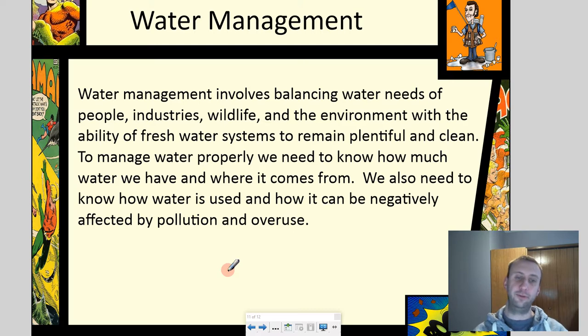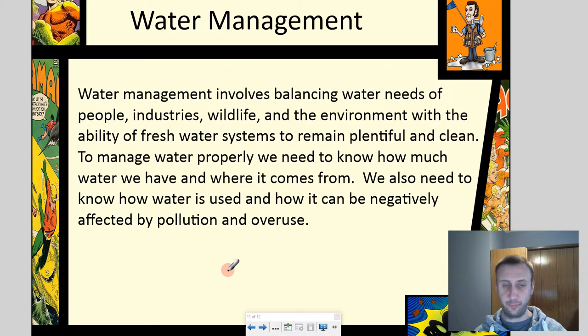So water management. Water management involves balancing water needs of people, industries, wildlife, and the environment, with the ability of freshwater systems to remain plentiful and clean. To manage water properly, we need to know how much water we have and where it comes from. We also need to know how water is used and how it can be negatively affected by pollution and overuse. As we pollute fresh water, that means we have less fresh water available to us to use.